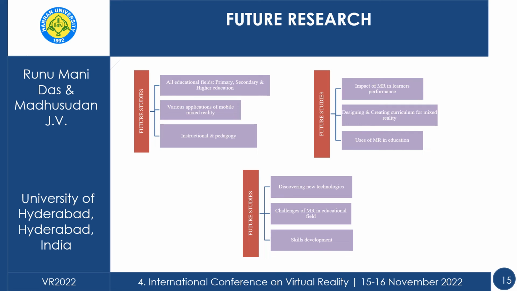Then various applications of mixed reality are also one of the future aspects that need to be studied. Then instructional and pedagogy with relation to mixed reality is also one of the aspects that need to be covered. Then impact of MR on learner performance is also one of the topics in relation to mixed reality. Then designing and creating curriculum for mixed reality. Then uses of MR in education are also major future research that we can see. Lastly, discovering new technologies, challenges of MR in the educational field, and skill development are the key terms that need to be related with future studies in relation to mixed reality in education.